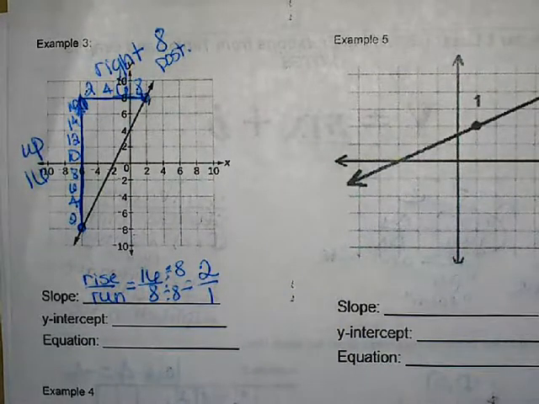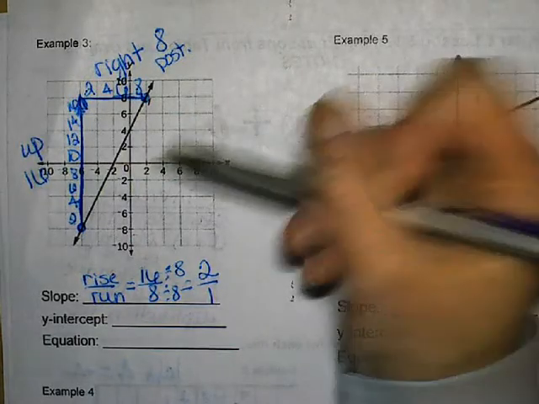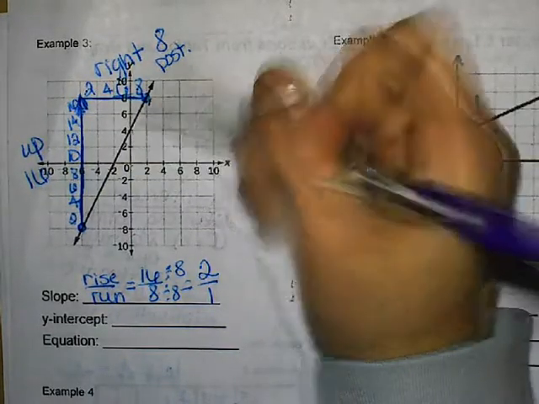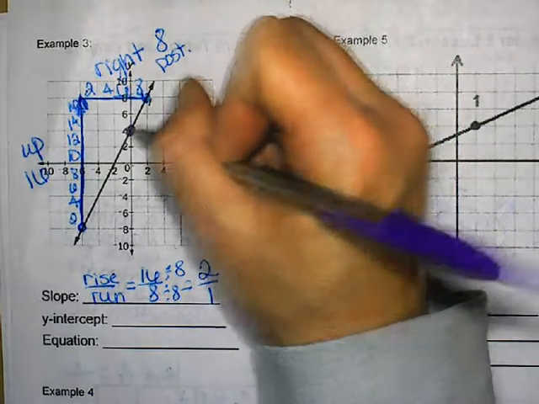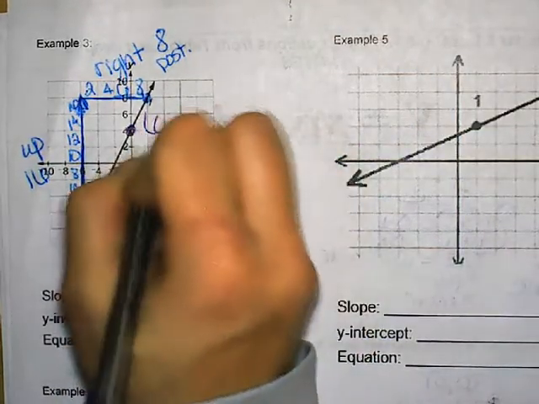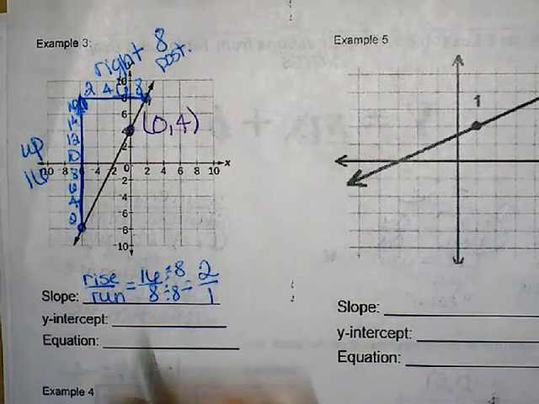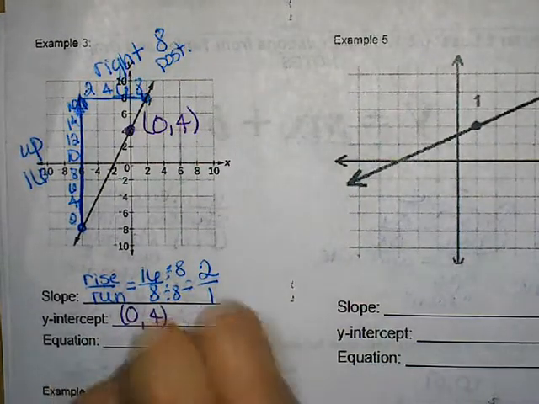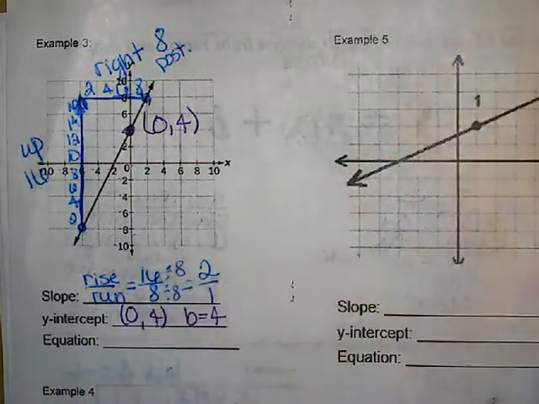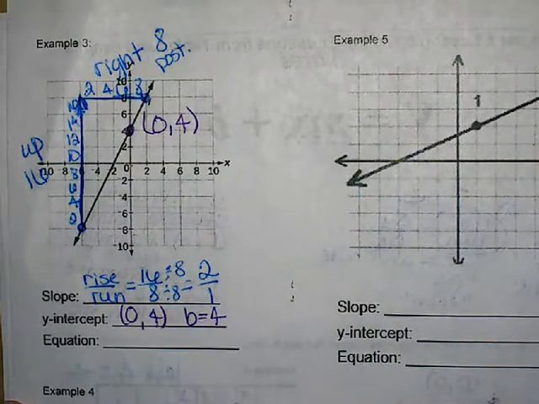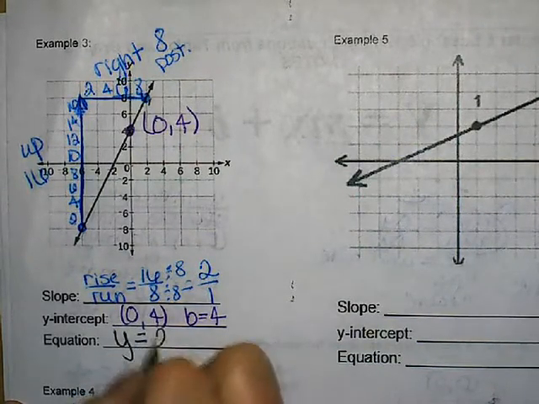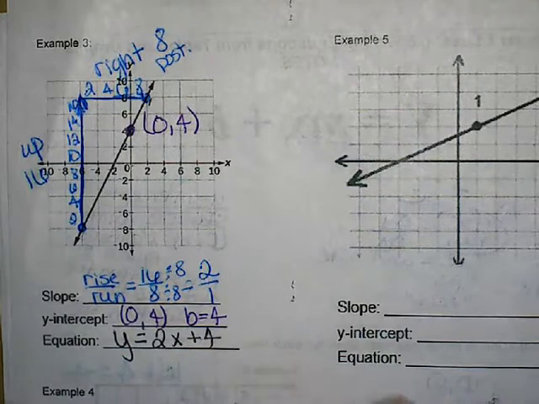My Y-intercept. I'm going to go where x equals 0, follow my y-axis to where it crosses. Looks like my Y-intercept is at 0, 4. So at 0, 4, b equals 4. And now I can write my equation. Y equals 2x plus 4.